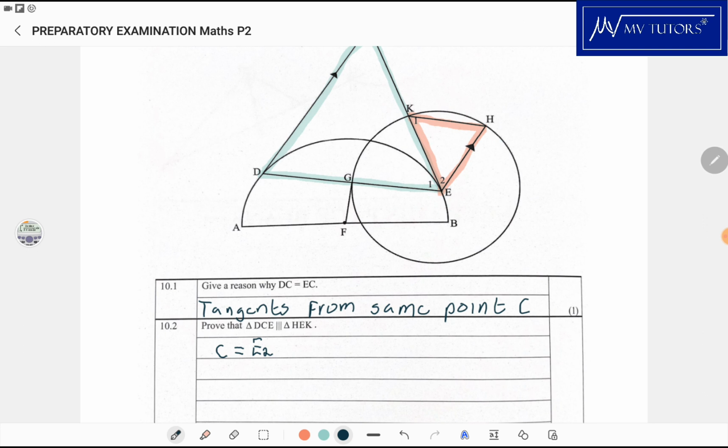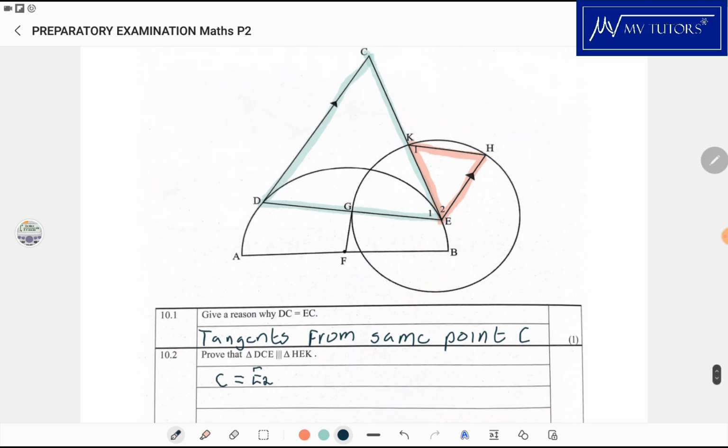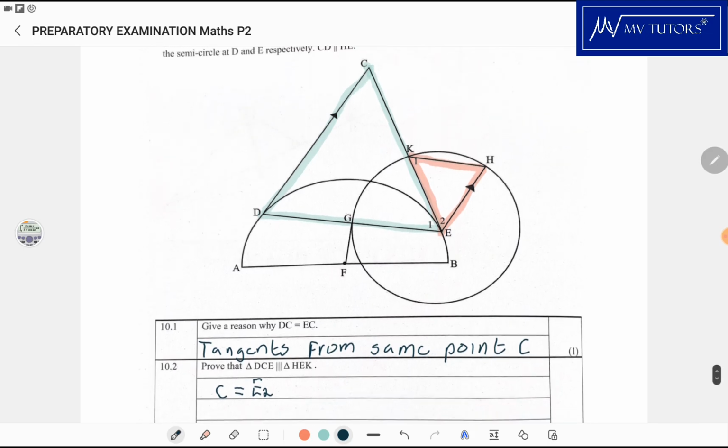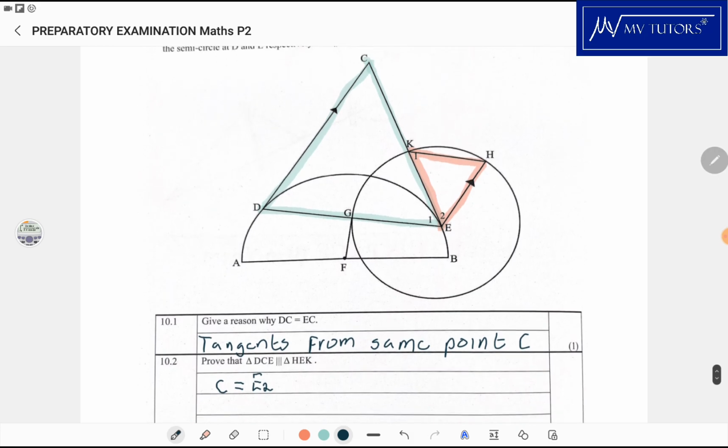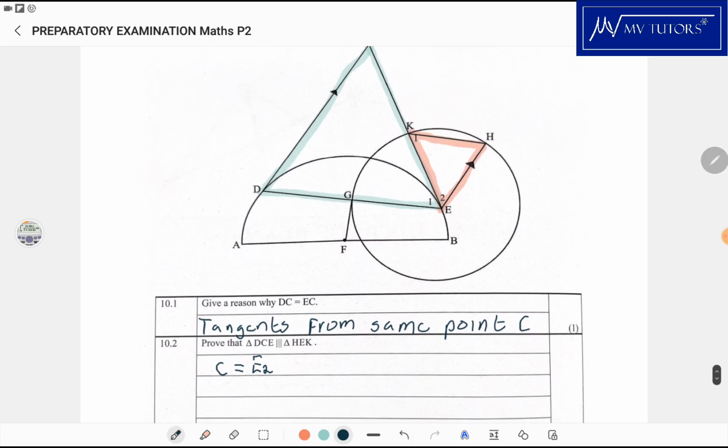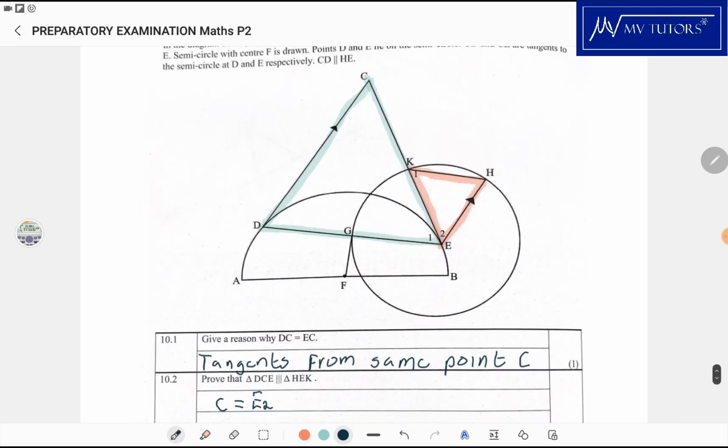So let's just go back to the first one. Now here we are dealing with an isosceles triangle. Let's look at the green triangle, DCE.